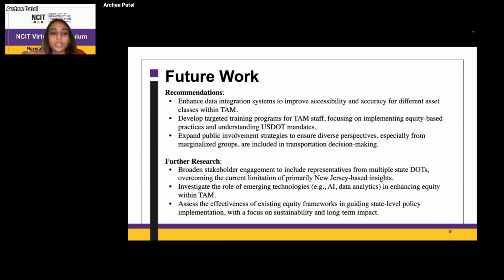To wrap up, I want to return to my opening question: why is it so important to identify the challenges related to equity in TAM? This study addresses a crucial gap in the literature by focusing on the practical difficulties that state highway agencies encounter, especially within the US DOT. As few studies have ventured into this area, it is important to shed light on these issues and propose a possible solution. Thank you for your attention. I'm happy to take any questions if you have.